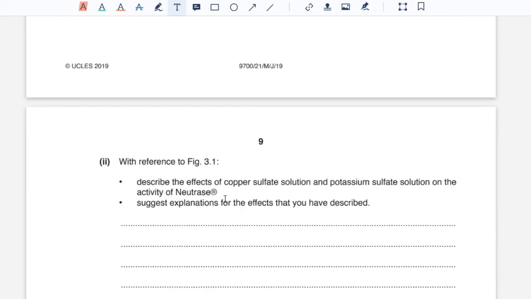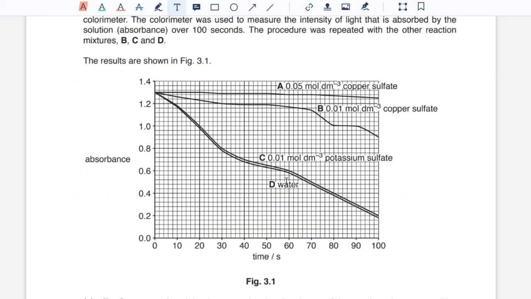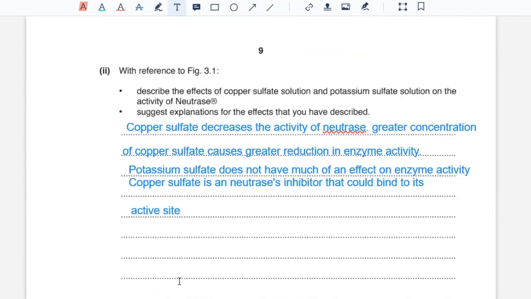And as for the explanations, you know that a substance which affects or decreases an enzyme activity would be an enzyme inhibitor, and so copper sulfate over here, which causes decrease in enzyme activity, would be an inhibitor of nuclease enzyme. So it could be either a competitive or a non-competitive inhibitor, binding either through the active site or the allosteric site.